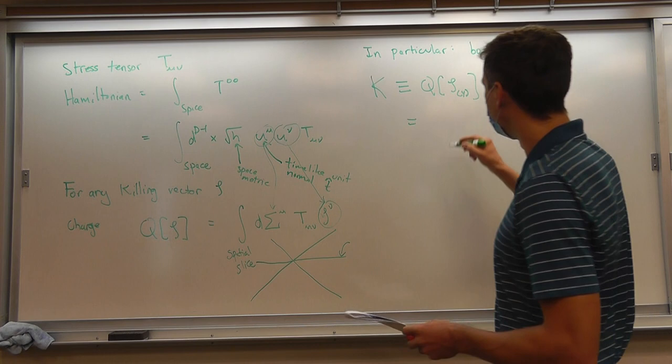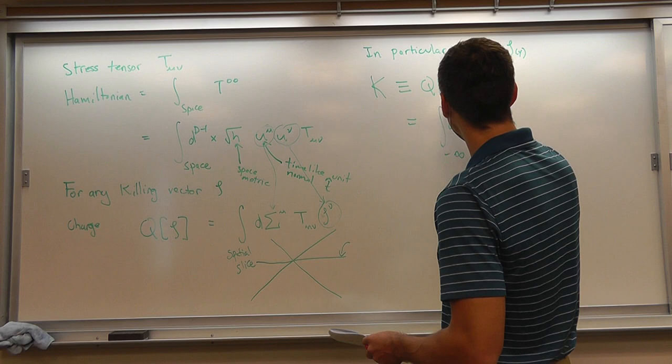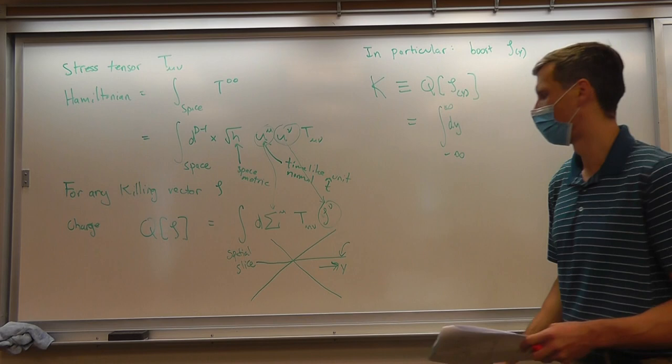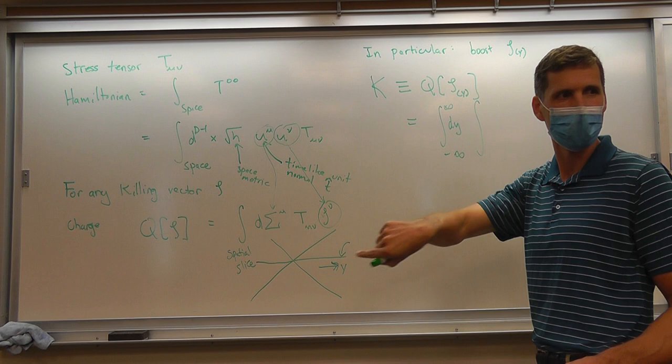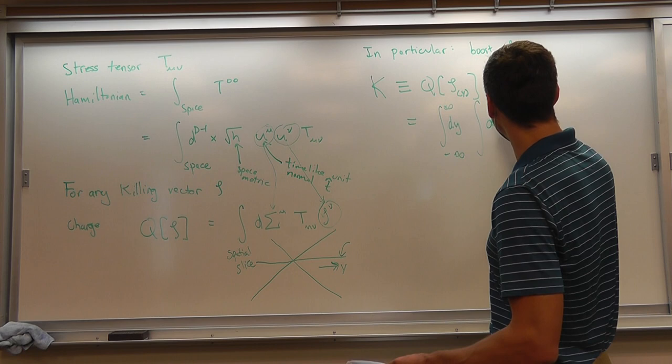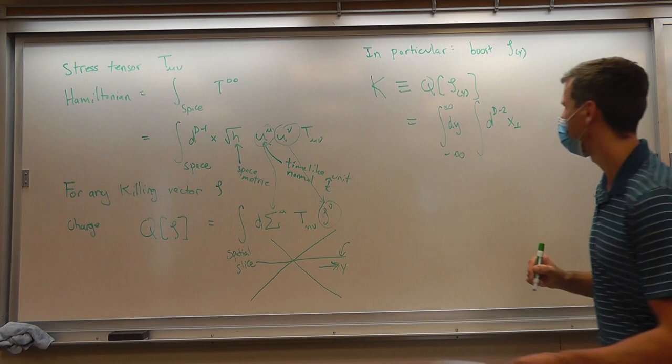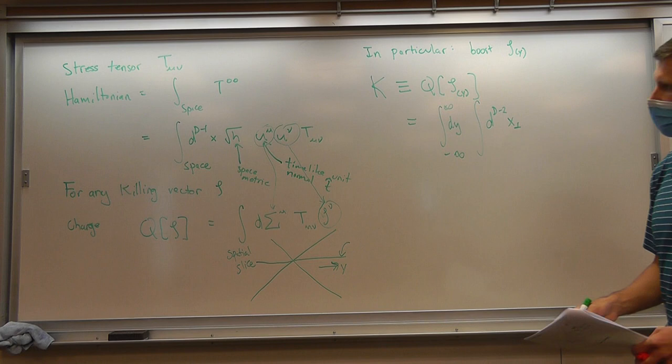So we have an integral over the spatial slice. That's integral dy from minus infinity to infinity. Remember, y is this direction. There's an integral into the board. Remember we're working in d dimensions, so there's a suppressed direction here. There's an integral in the direction into the board, which is d minus two dimensions. I'll call that x perp. And now we have to write the normals.